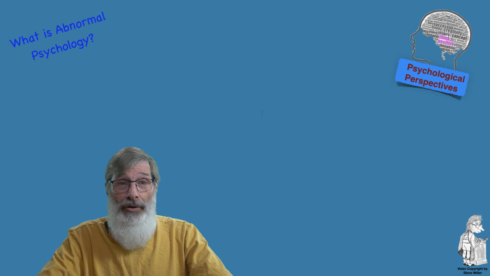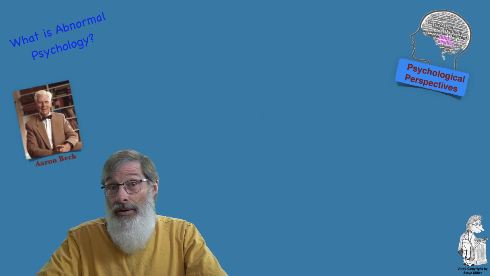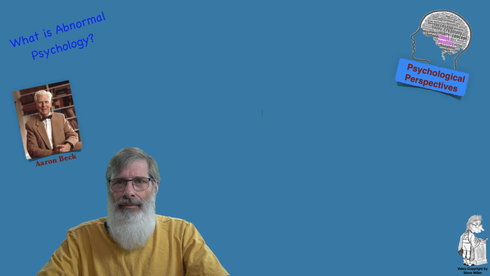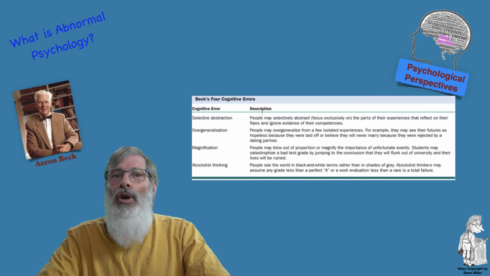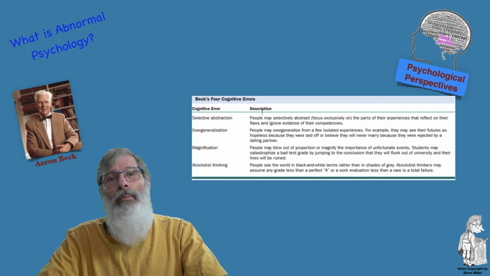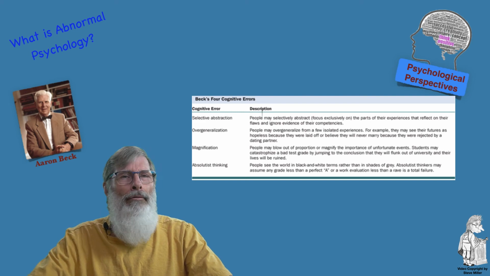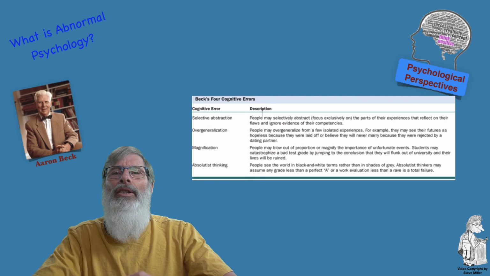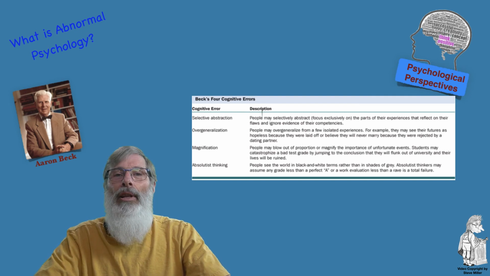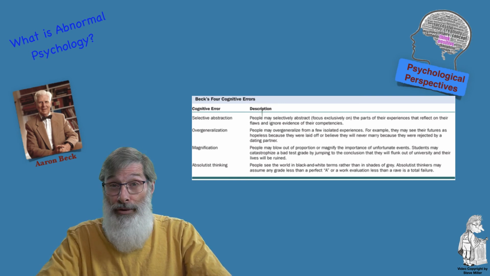Now, another researcher, Aaron Beck, also looked at cognitive errors as underlying causes for abnormal behavior. He developed a model of therapy that became known as cognitive behavior therapy. And he proposed helping people identify their faulty ways of thinking. He started with 4 cognitive errors that were later developed into 7. And we're only going to look at the 4 that are mentioned in your textbook for our purposes.